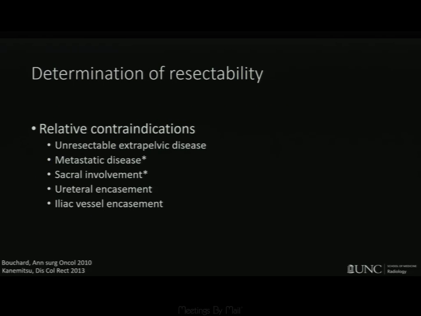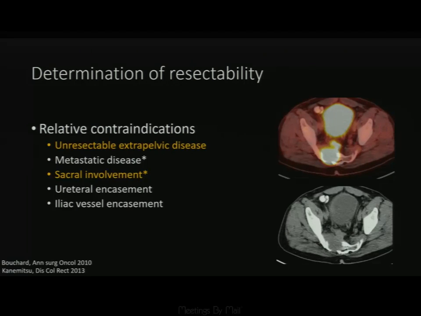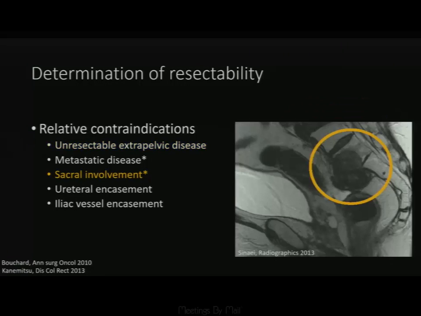So how do you determine who's resectable? I want to stress that these are all relative contraindications. They will vary depending on the surgeon and on the institution. But these are the things that you want to look for and specifically address in your report. So unresectable extrapelvic disease or sacral involvement. When we talk about sacral involvement, it's really that involvement at the S1, S2 level or involvement of those sacral nerve roots that will oftentimes push patients into that non-resectable status.